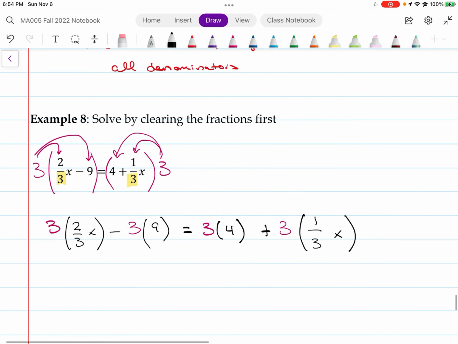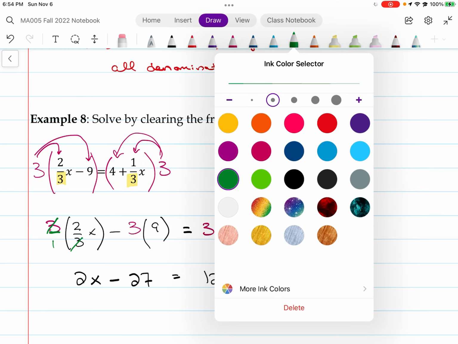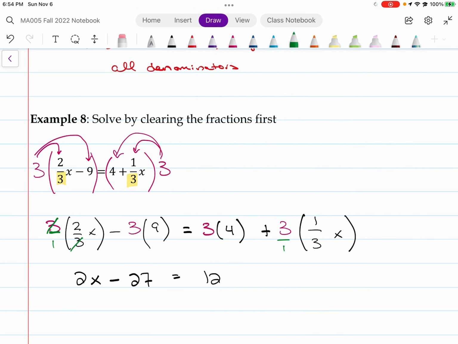So if you did this right, every single denominator should cancel out. So I've got 3 over 1, right, times that, so the 3's cancel out. So I'm left here with 2x. Minus 3 times 9 is 27, equals 3 times 4 is 12, plus now, check out, I've got the 3 over the 1 times the 1/3, and the 3's are going to cancel out. And I get plus, what's left? 1x, so just x. Wow, look at that, so much simpler.